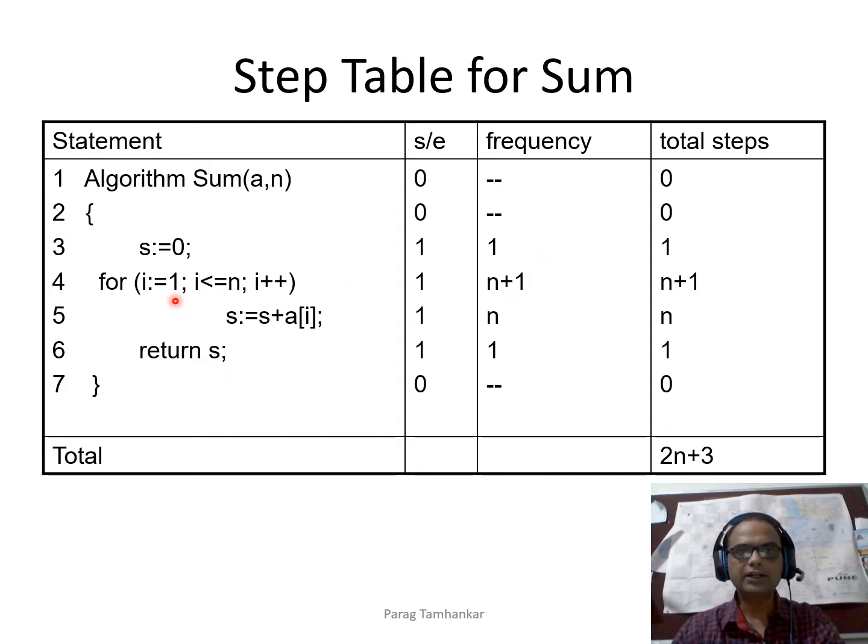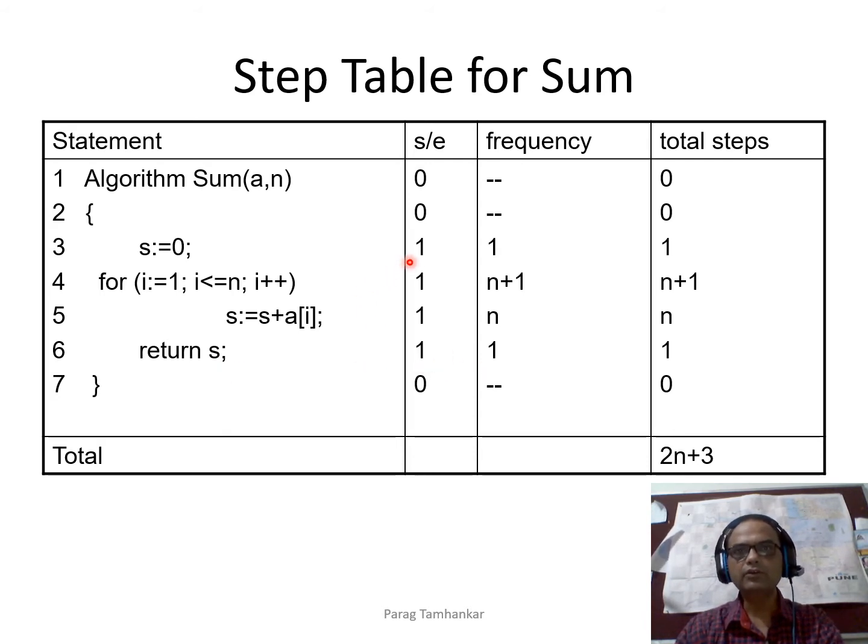I will iterate from 1 to n, and when i iterates from 1 to n, the condition is true, but when i becomes n plus 1, the condition is false, but we have to check that. So the frequency for this statement happens to be n plus 1. Then this statement is part of the loop, as you can see, so it will run n times, of course, because the loop is true n times. Finally, return s is not part of the loop, so it will execute only once.